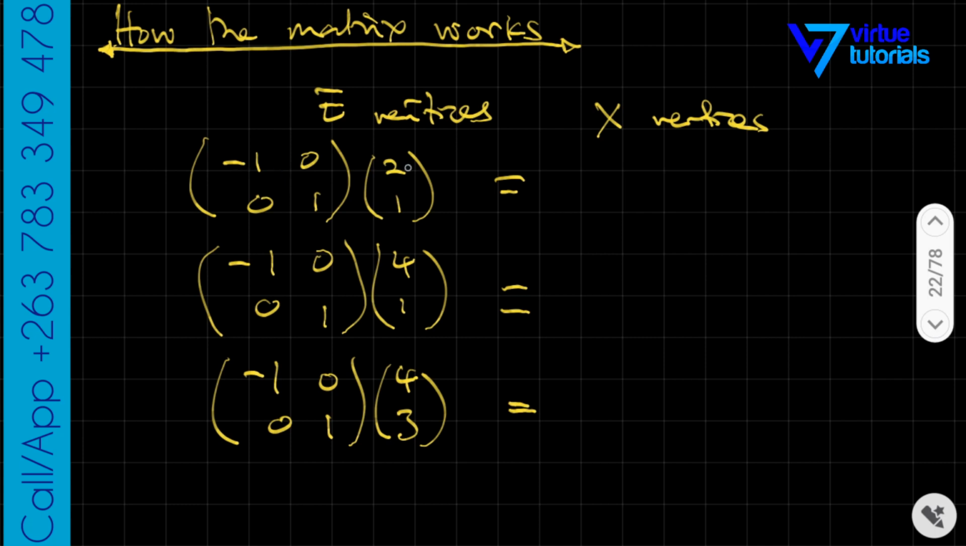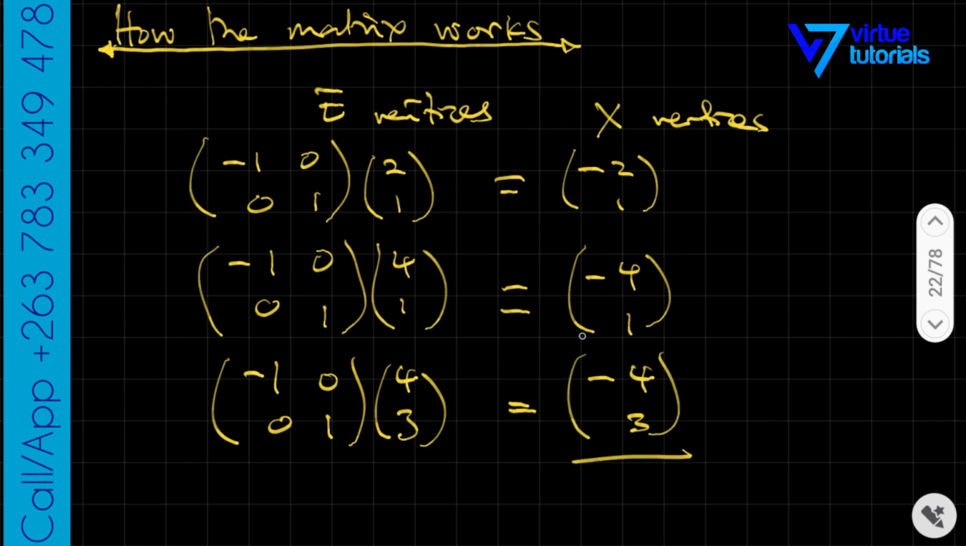So you realize that if you simplify this, on this side you get minus 2, 1, minus 4, 1, and minus 4, 3, right? I won't go into detail on how to multiply matrices. If you're not quite familiar with how to multiply matrices, you can watch the video series on matrices where we explain this in detail. But if you multiply this matrix by the original coordinates, you get the coordinates of your image.